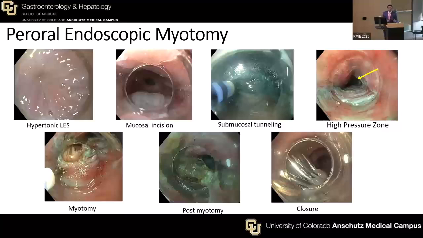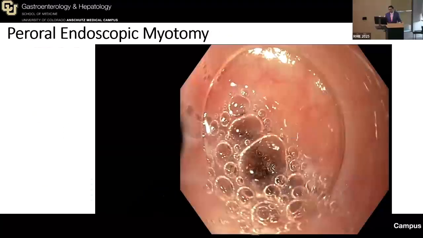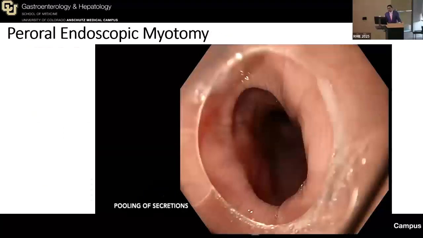Briefly, I know we went over multiple video demonstrations yesterday, but you saw the steps of the POEM. You can see our hypertonic LES. We do a mucosal incision a few centimeters above where you want to start the myotomy, and then you make a tunnel in the submucosal space, and using continuous dissection and injection, you tunnel all the way to the gastric cardia, and then we do a myotomy.